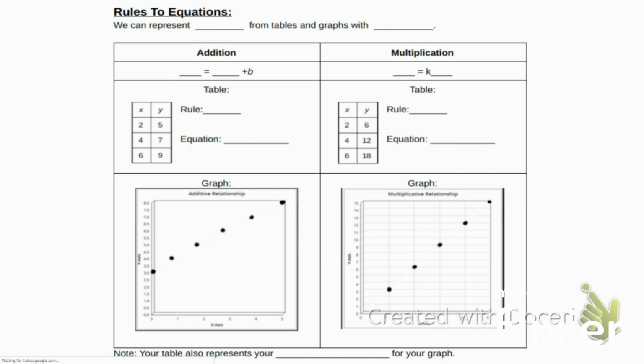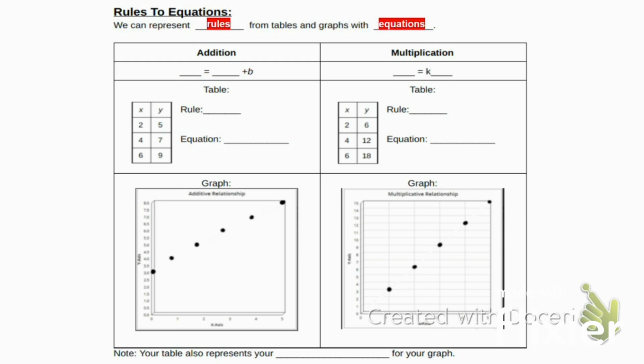Let's go ahead and look down at rules to equations. We can represent rules from tables and graphs with equations. So we're going to be writing an equation to represent the rule that we find from each table and graph. There's really two ways that we see this. We see with addition and we see with multiplication.